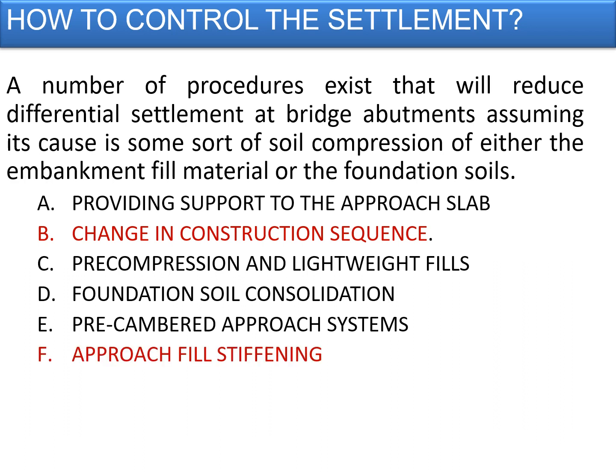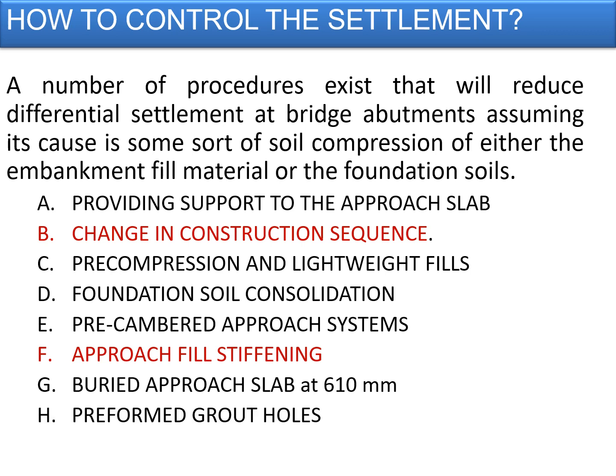Then the approach fill stiffening, which is basically a sort of RE panels construction while approaching the structures. It can be a major bridge, or it can be a PUP or a VUP system. And then there will be a buried approach slab at a depth of 610 millimeters from the top of the deck slab, which is also in practice, or preformed grout holes are also commonly used in order to reduce the settlement of the approach slabs.